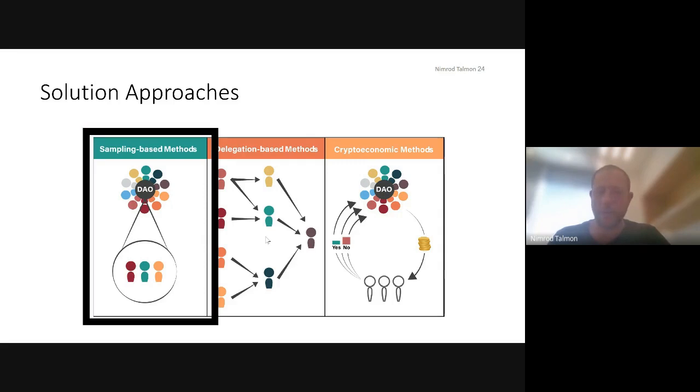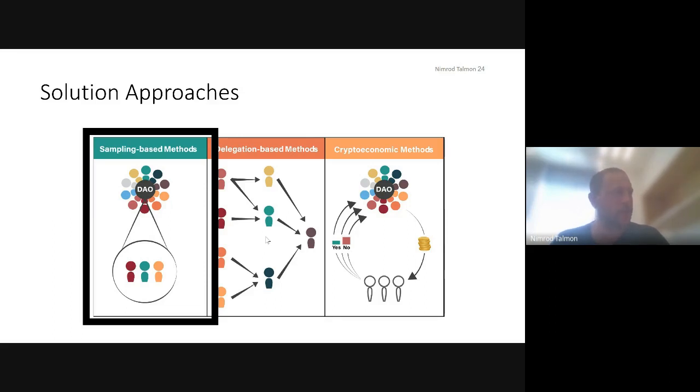So the first one is the sampling-based method. Simply, the idea is that when a proposal comes, instead of having a vote in which all of the community members participate, and then they have to read the proposal and spend some time, for each proposal that comes, the system samples a small subset of the population, and then this small subset will spend some attention on the proposal, and then they vote. So this is nice because voters do not have to spend time on proposals for which they were not selected to be in this sample subset.